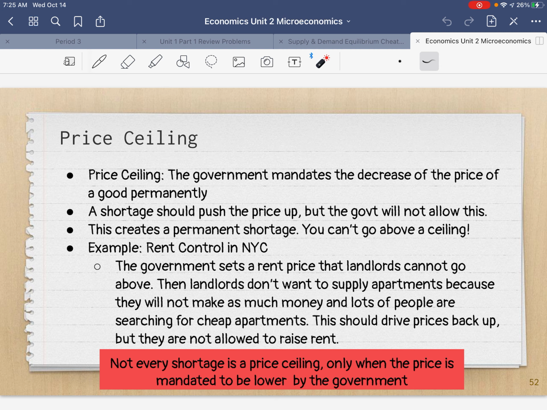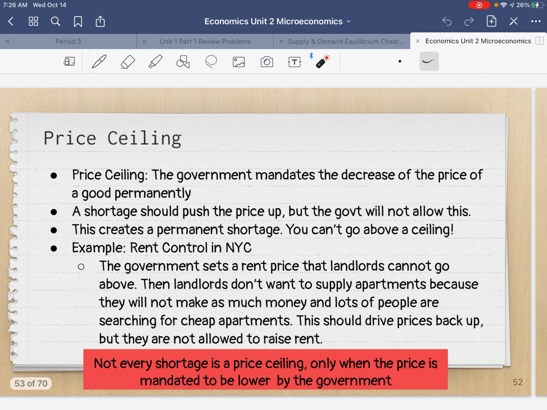A price ceiling is when the government says this is the top, okay? And it creates a permanent shortage. An actual shortage just naturally happens in supply and demand because there's not enough of a good, okay? So not every shortage is a price ceiling. Don't get them mixed up. Only when the price is mandated to be lower by the government is it a price ceiling. So if the question says government in it, it's probably going to be a price ceiling or price floor. If it doesn't say government, it's probably just a regular natural shortage, okay?